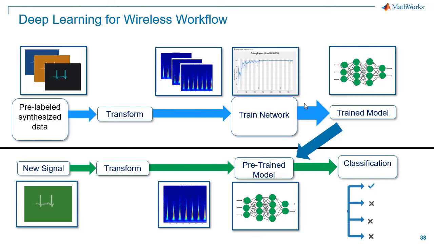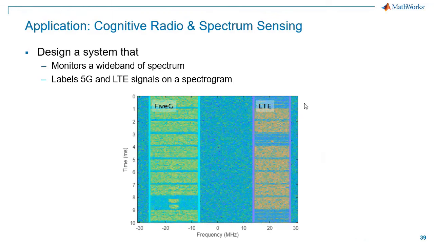In the testing stage, you get a new signal, an over-the-air signal or so on, and do the same transformation or without the transformation. Apply the pre-trained network and do the classification regression, all the stuff you do with AI.